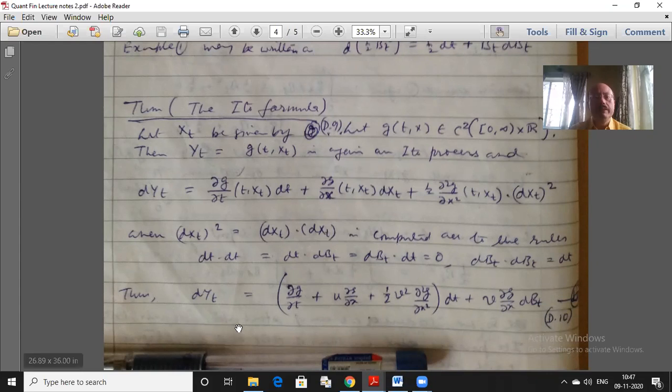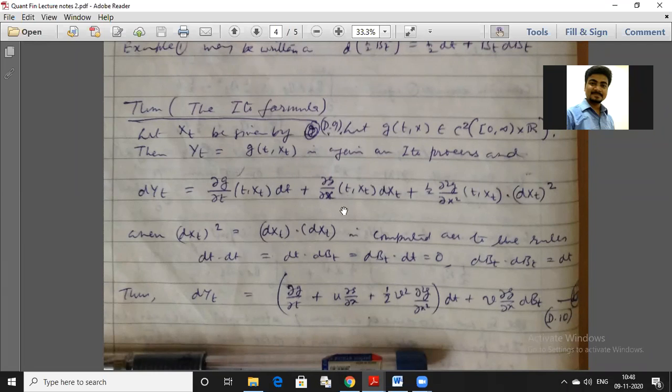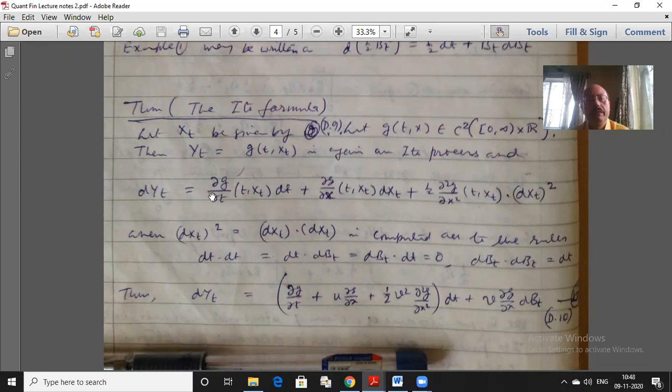I will get dYt equal to, so the coefficient of dt, the u function for Y, that will be del g del t plus u del g del x plus half v squared del 2g del x squared. Now these first two terms are coming from this term here and the dt term here in the dX. So these are the first two terms. They are coming from the actual first order terms.